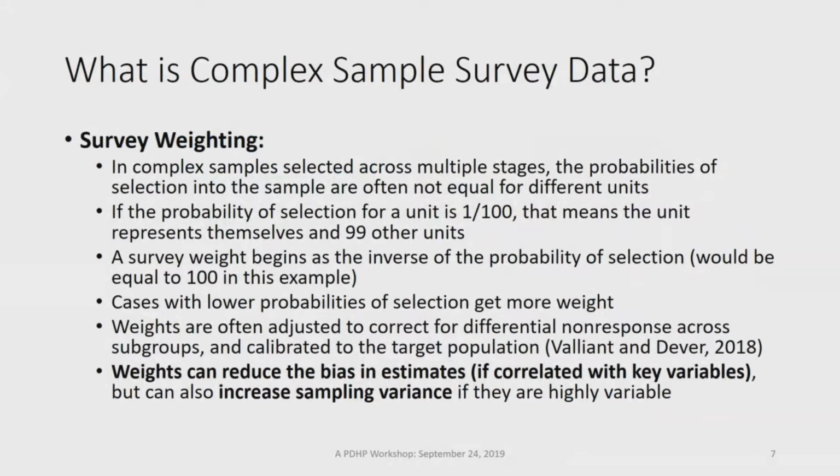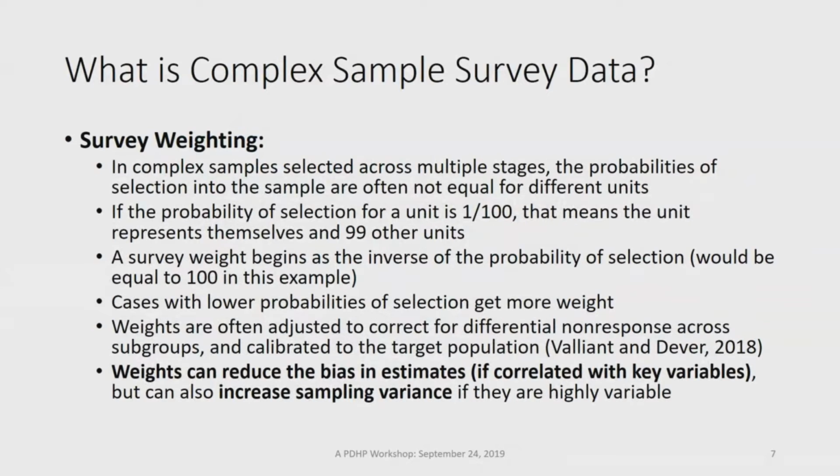Once we know what that probability of selection is, like 1 out of 100, we invert that probability of selection. And that's what's called a design weight. Some projects call it a base weight. Okay? So in this 1 out of 100 case, that design weight is 100. Simple as the inverse of that probability of selection. That's where a weight starts.